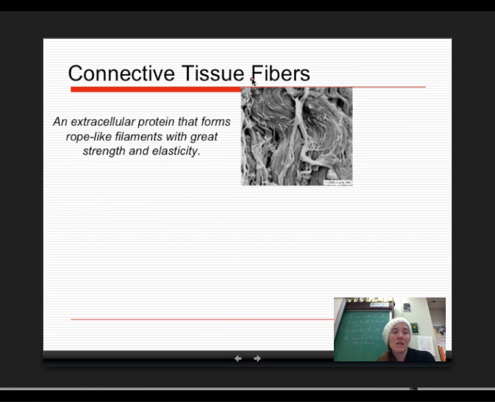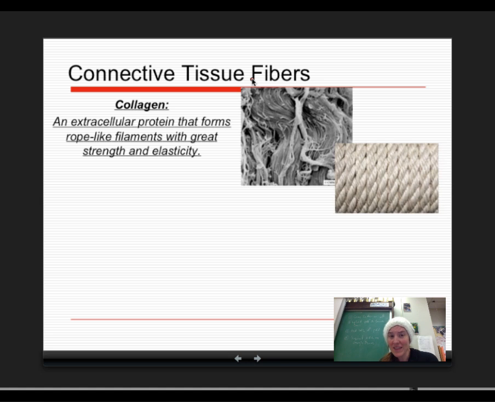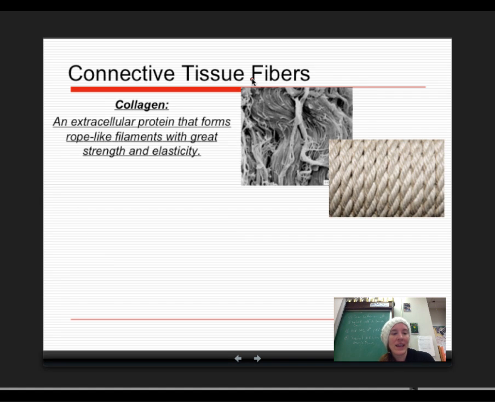The first type of connective tissue fiber is collagen, and it's a protein that forms rope-like filaments with great strength and elasticity. And so you can think about it like how we make traditional rope. We have these groups of 3 strands of collagen that get wrapped around one another, and then thousands of these collagen fibers group together to form connective tissue, like tendons and ligaments.